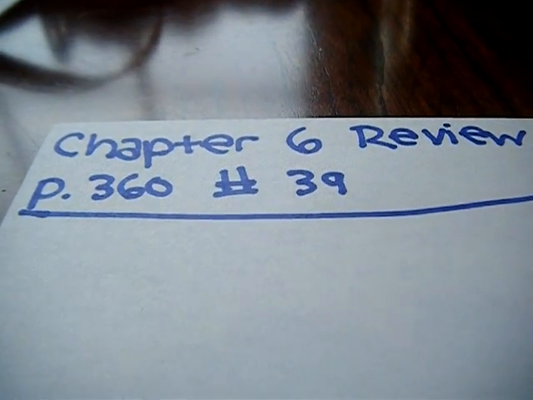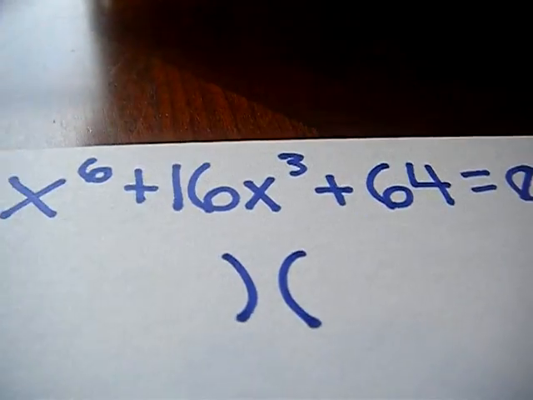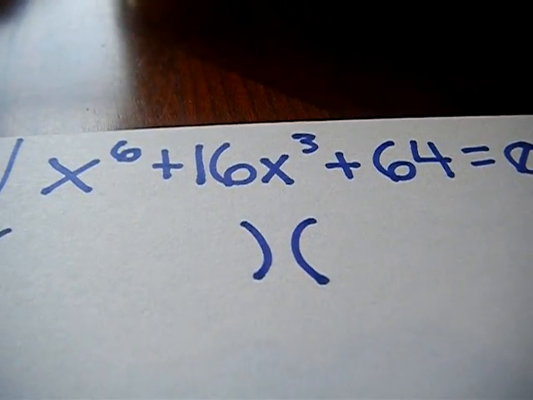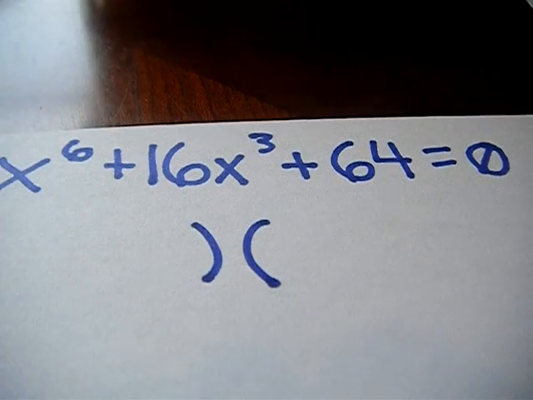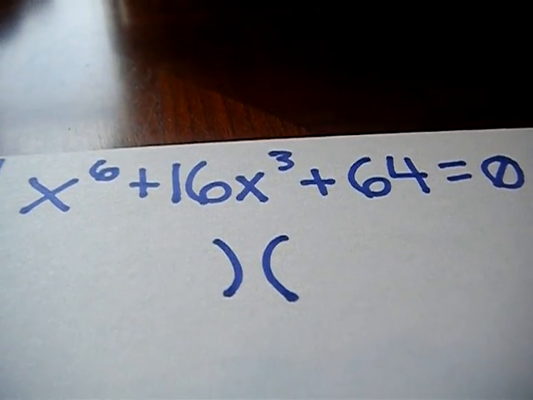This problem can be found on page 360, number 39 in the Chapter 6 review. So what we have here is x to the 6th plus 16x to the 3rd plus 64 is equal to 0. This can be recognized as a quadratic pattern.